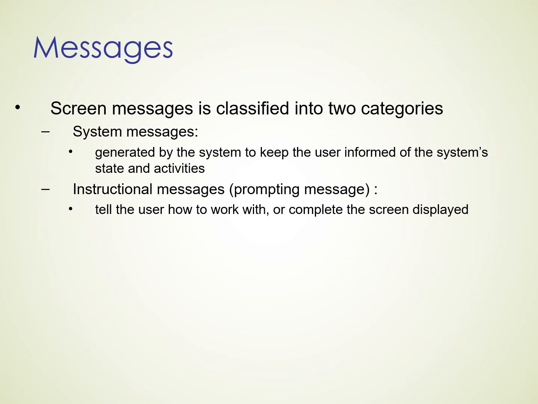So coming to messages on the screen. Screen messages are basically classified into two categories. Firstly, you have your system messages, and next you have an instructional message or a prompt message. System messages are generated by systems to keep the users informed of the system state and its various activities. Instructional or prompt messages tell the user how to work with or complete the screen that is displayed. So usually your prompt messages like end or cancel that keep popping up on your screen tell you what you're supposed to do, right? So these are the two different types of messages.